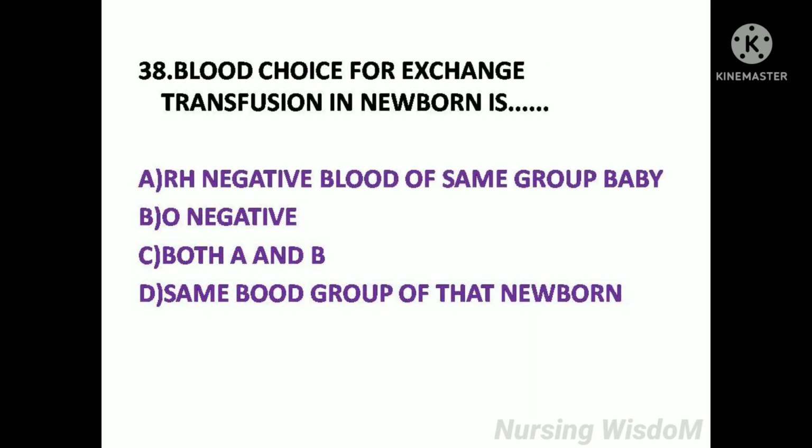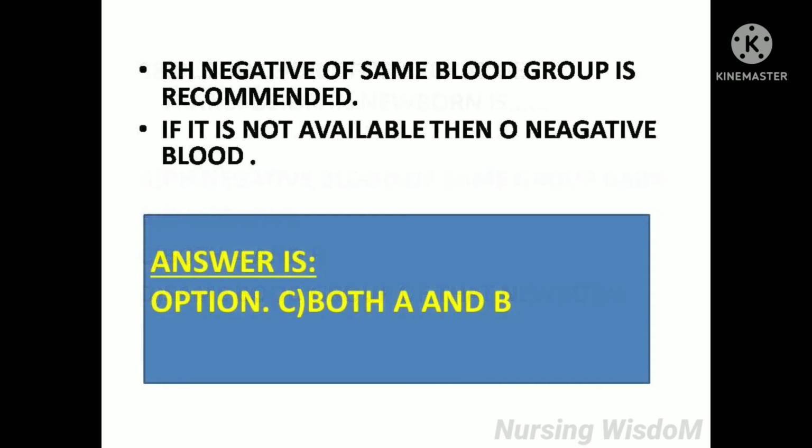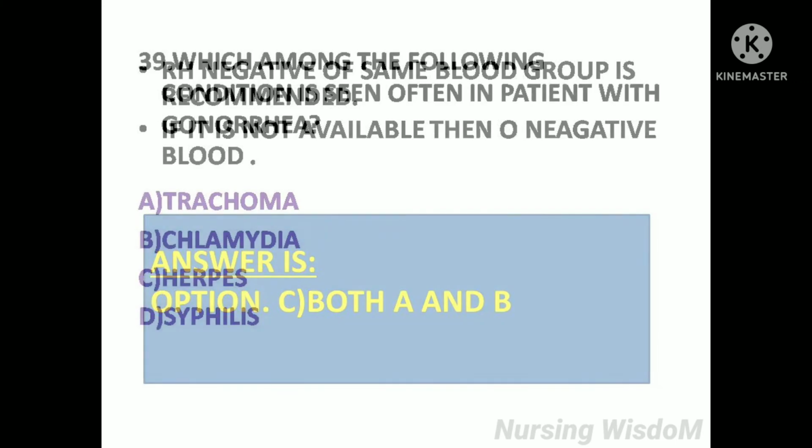Next question, blood choice for exchange transfusion in newborn is option A, Rh negative blood of same group as baby. Option B, O negative. Option C, both A and B. Option D, same blood group of that newborn. Rh negative of same blood group is recommended. If it is not available, then O negative blood. So here the answer is option C, both A and B.